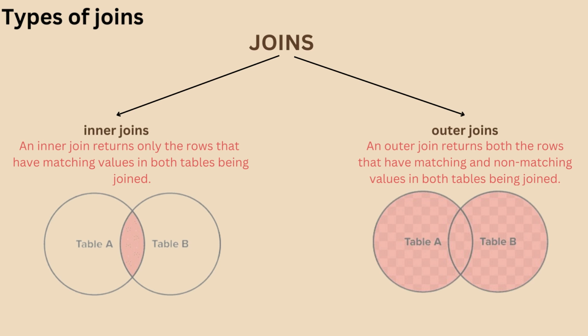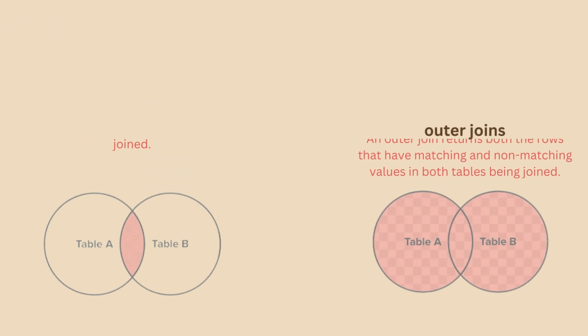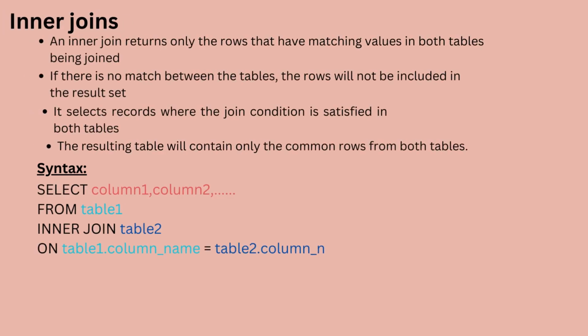Inner joins return only the rows that have matching values in both tables which are being joined. On the other hand, outer joins return the rows that have matching and non-matching values in both tables which are being joined. Let's have a deep look at each type of join.